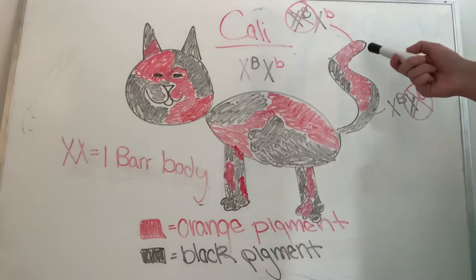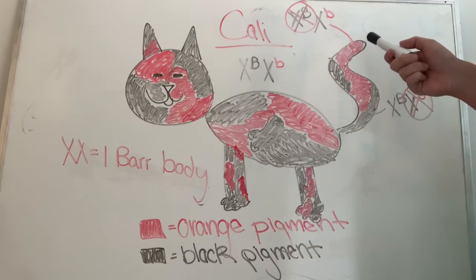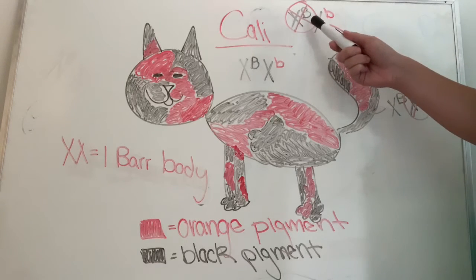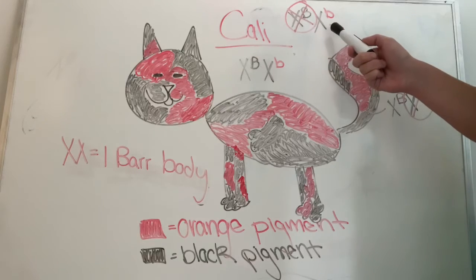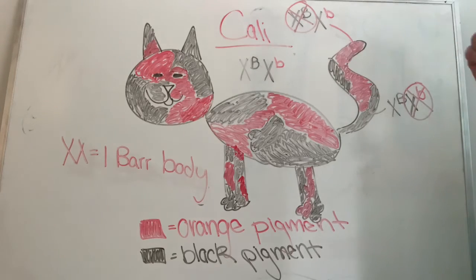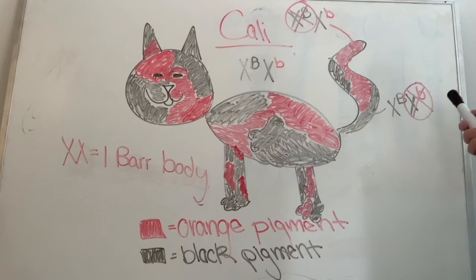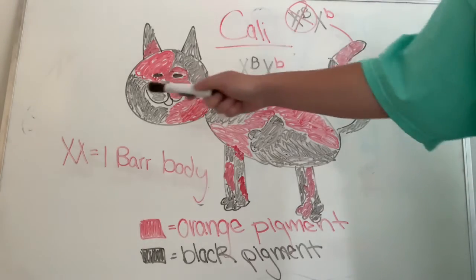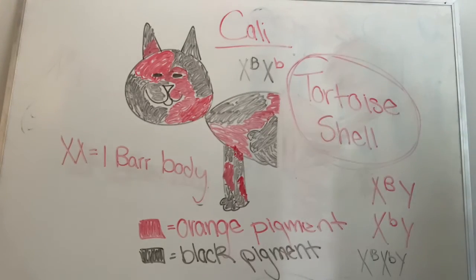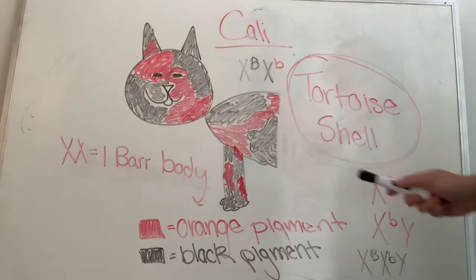So as we can see here in the orange pigmented part of Callie's tail, she would have a big B Barr body, and the activated gene would be the X little b. But as you can see in the black part of Callie's tail, the little b with the orange pigment would be inactivated, and the big B with the black pigment would be activated. And this would be like this everywhere that she is colored over her body. Callie's color pattern is referred to as tortoiseshell.